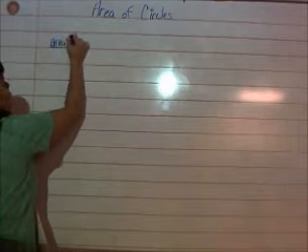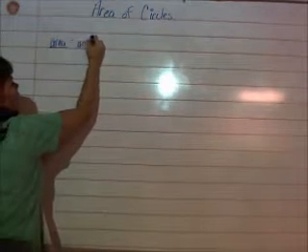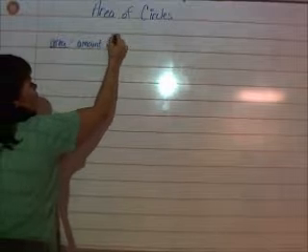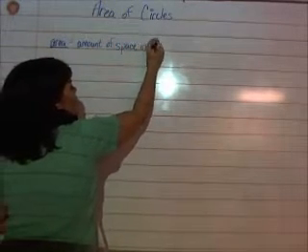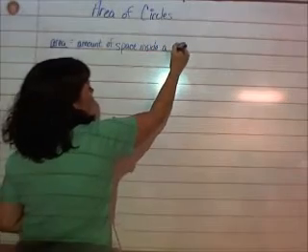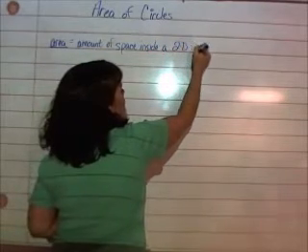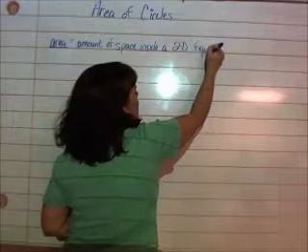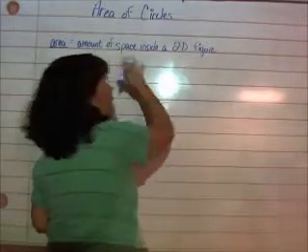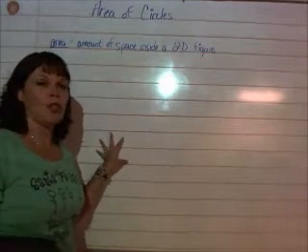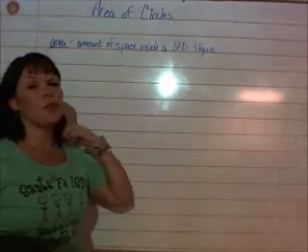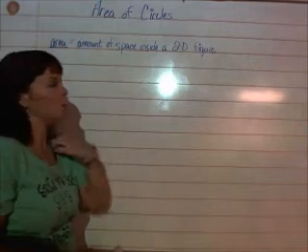Area, amount of space inside a 2D figure. So, again, area is the amount of space inside of a 2D figure or a flat figure, two-dimensional. And in this case, we're just going to be working with circles.